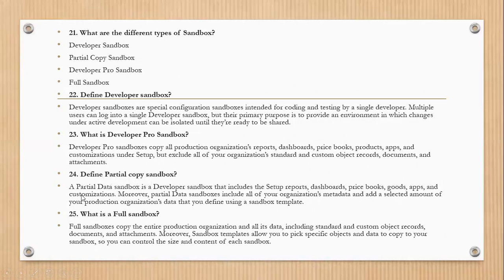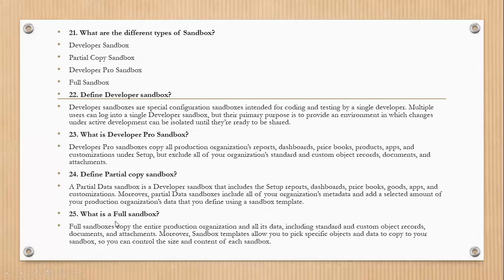Next question, define the partial copy sandbox. Partial Data Sandbox is a developer sandbox that includes the setup, reports, dashboards, price books, products, apps and customizations. Moreover, the Partial Data Sandbox includes all of your organization's metadata and adds a selected amount of your production organization's data that you define using a sandbox template.